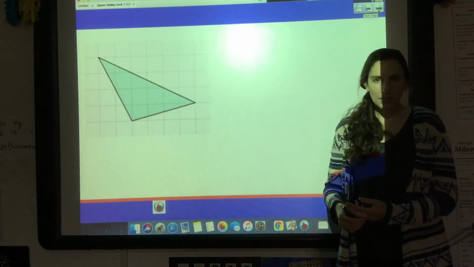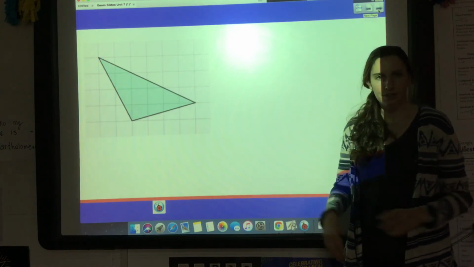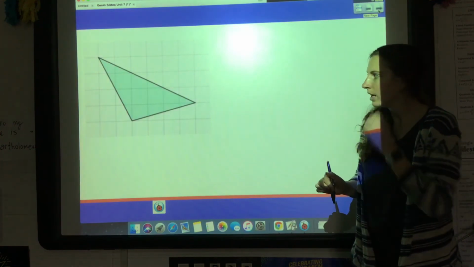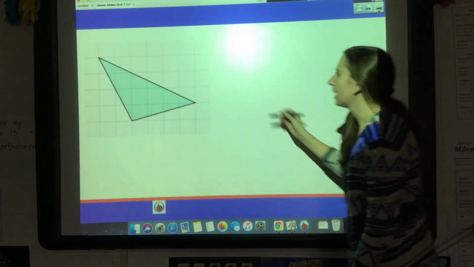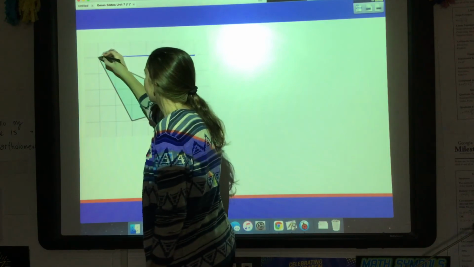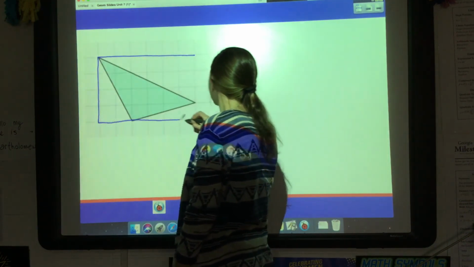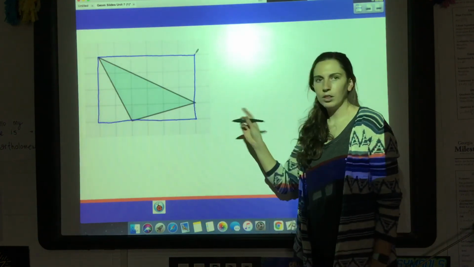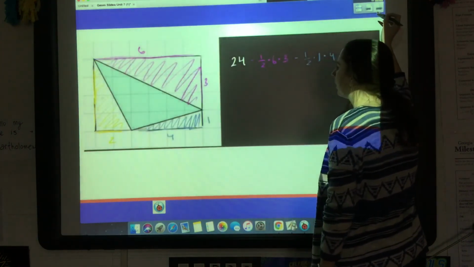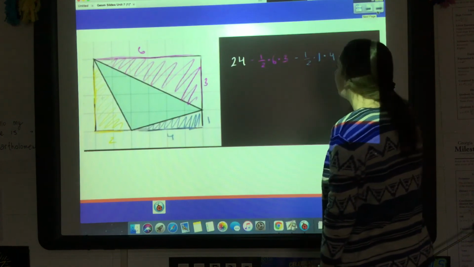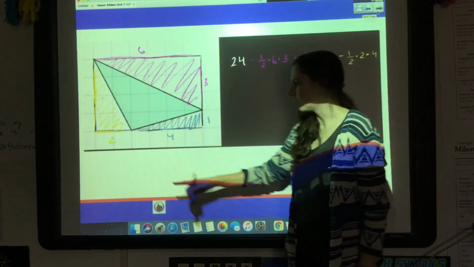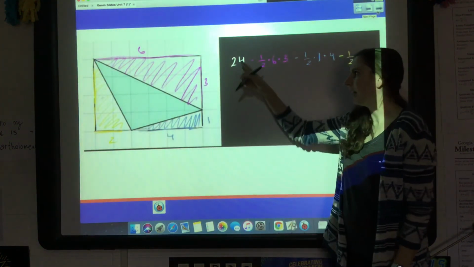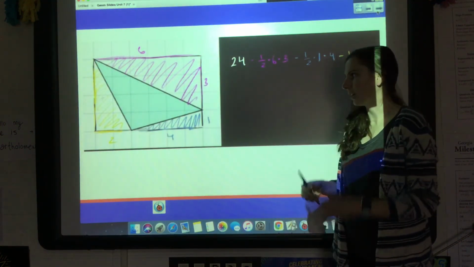Also, if all else fails and you can't figure out how to find the area by dropping a height somewhere, here's what you could do. Make a rectangle out of it. And I know the area of the rectangle. It's 24 because this is a 6 by 4 rectangle, so the entire area of the whole rectangle is 24.